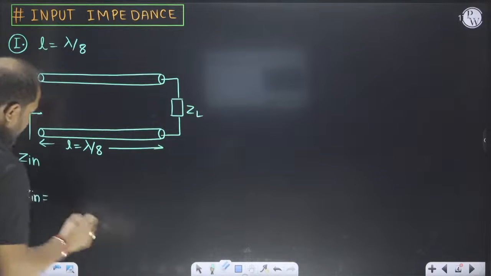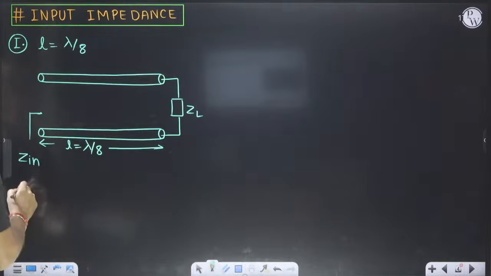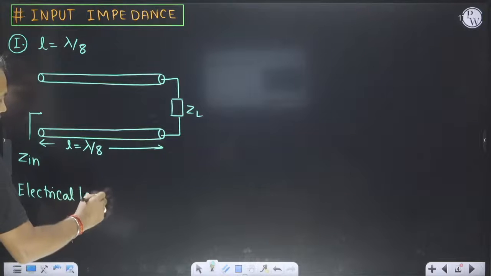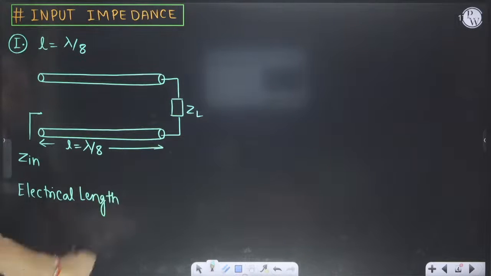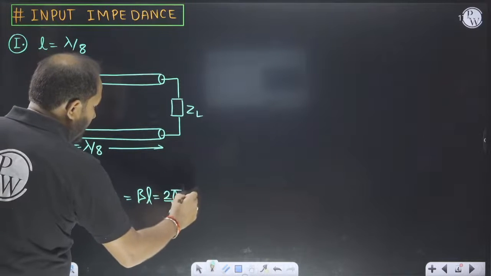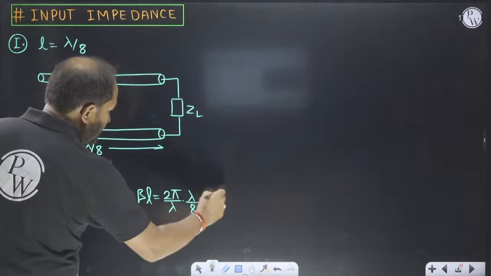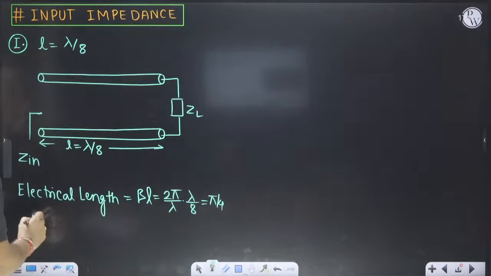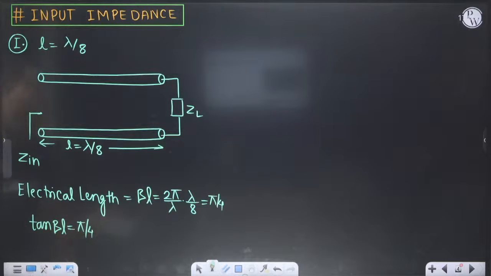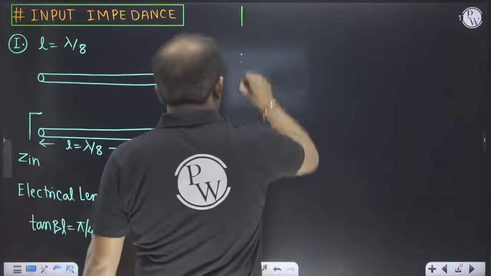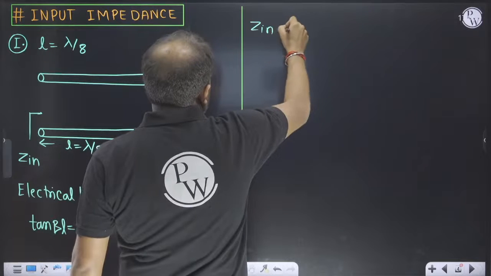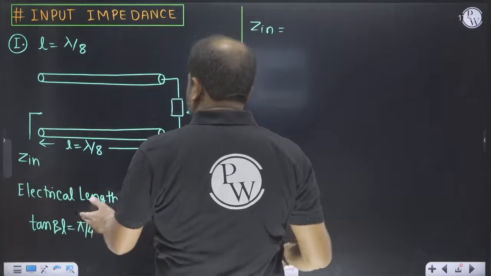First of all we have to calculate the electrical length. Electrical length is important, because according to electrical length the formula for input impedance changes. So beta L is 2 pi by lambda times the length lambda by 8, so it is pi by 4. So our tan beta L will be tan pi by 4. I will use the input impedance formula for lambda by 8 transmission line.